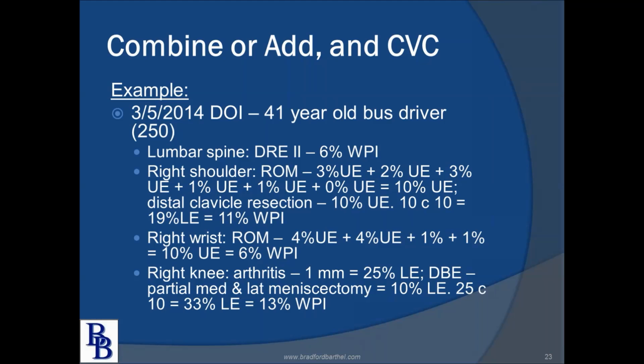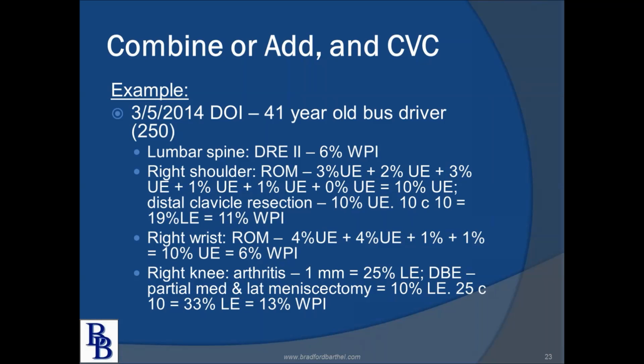Right knee, we have 2 different methods of evaluating the right knee. Arthritis, 1 millimeter of cartilage space left, 20 for cartilage interval, we have 25% lower extremity impairment for that, and then a meniscectomy, partial medial and lateral, 10% lower extremity for that. We combine those, they're both for the right knee, we combine them at the lower extremity impairment value, gives us 33% lower extremity. We convert that to 13% WPI.